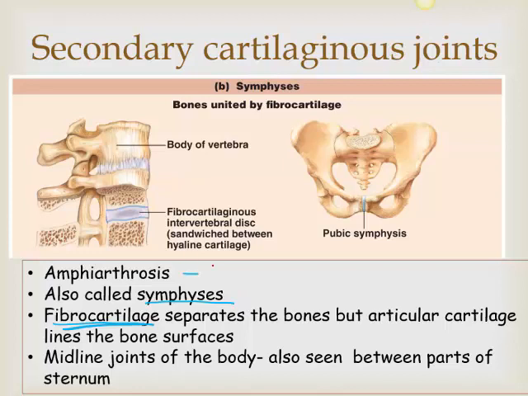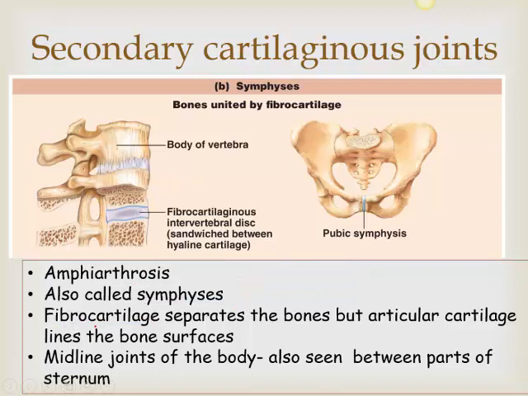And functionally they allow some movement. Functionally they allow some movement, therefore they are known as amphiarthrosis. Because by movement, synarthrosis was no movement, amphiarthrosis was some movement, and diarthrosis was freely movable. Now these joints allow some degree of movement, so this is called amphiarthrosis.